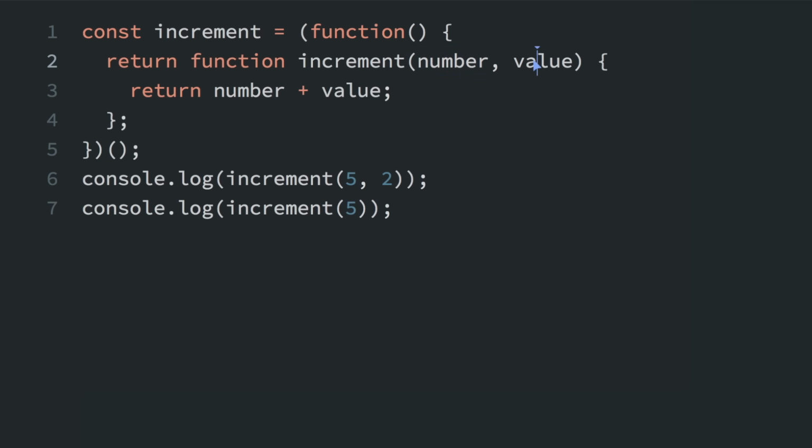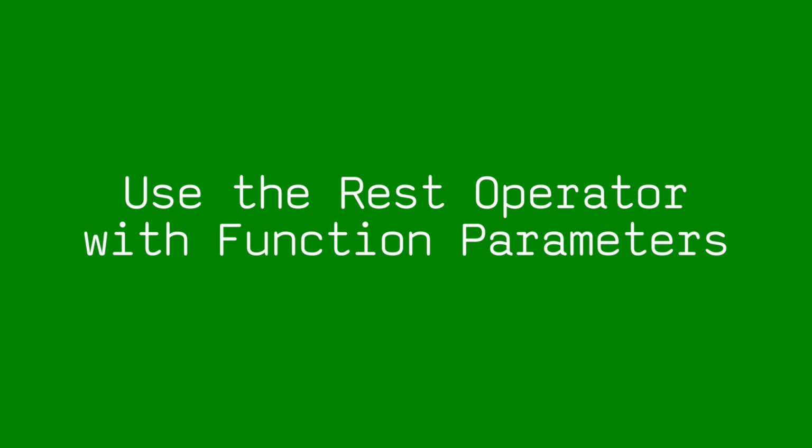So here are the numbers we're passing in, a number and a value. So we just have to put value equals 1. Now, if a value isn't passed in, it will be set to 1 automatically. But if it is passed in, it will be set to whatever is passed in. So if we run this, we can look on the console. We have 7 for this first one and 6 for the second.